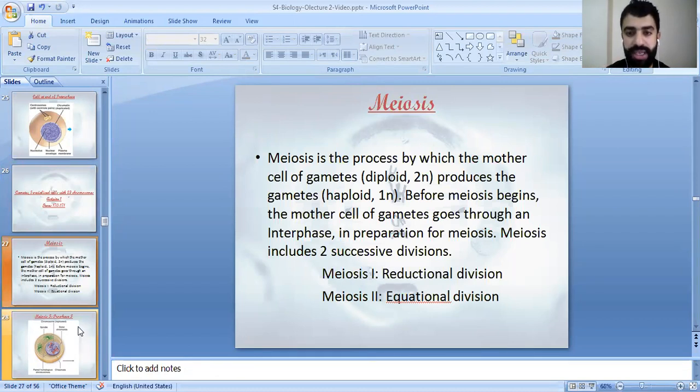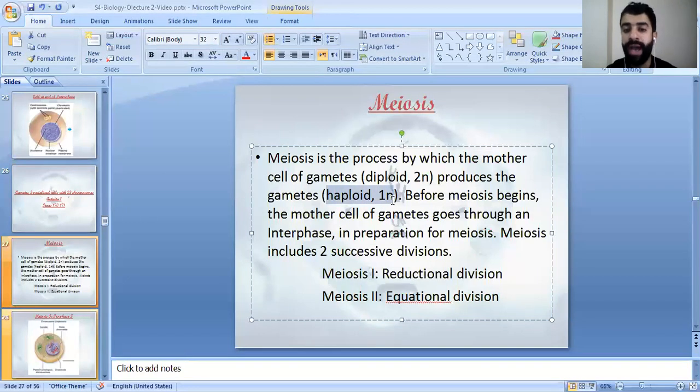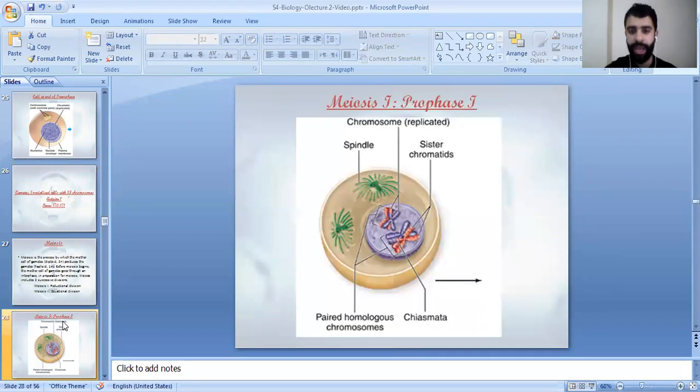Meiosis is the process by which the mother cell of the gamete produces the gametes. Gametes are haploid, they are 1N. Before meiosis begins, the mother cell goes through interphase to prepare itself for meiosis. In meiosis we have two divisions, meiosis I and meiosis II. Meiosis I is called the reductional division, and we will know why it's called reductional. And meiosis II is called equational, and we will also know why it's called equational.